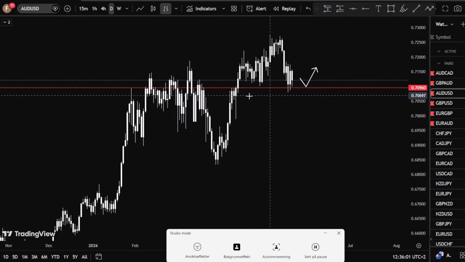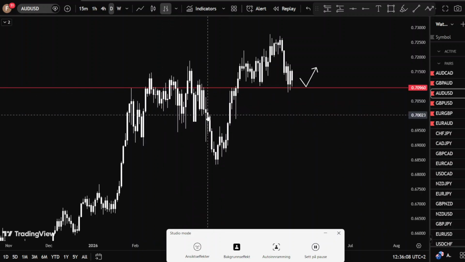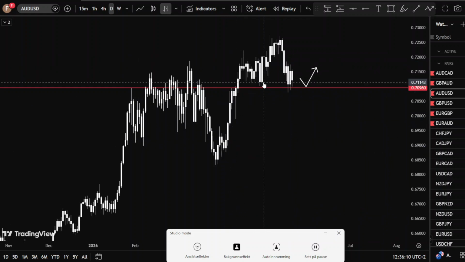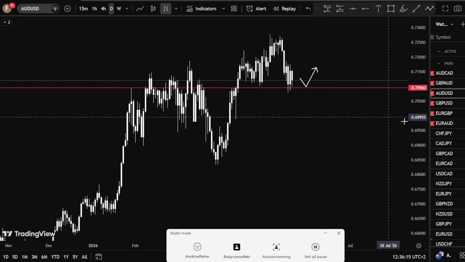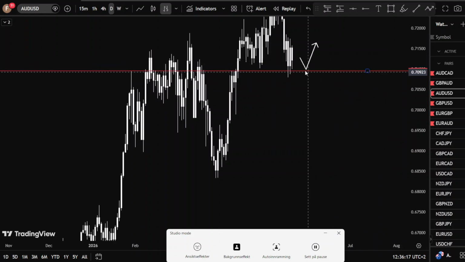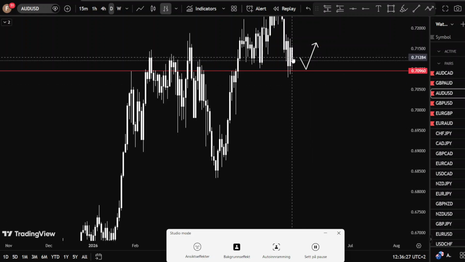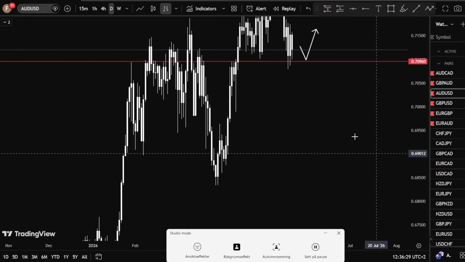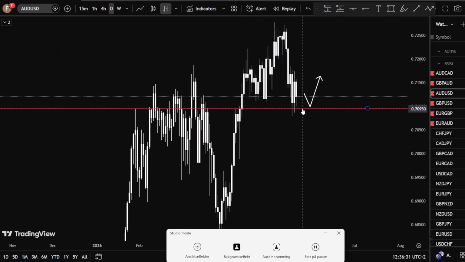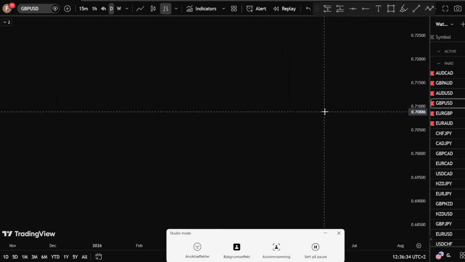AUD USD. You can see here it has been resistance. Again, resistance many times here. It broke above. Now it became support. Again, it became support. I think if it goes a little bit deeper, it was almost hitting the alert here the other day, or actually today. But I'm not doing anything unless it hits the alert.